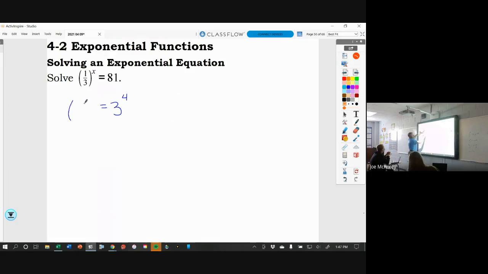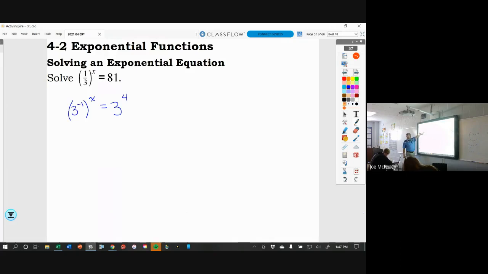How would I write 1/3? I'll put this x out here. 3 to what power is 1/3? -1. So 3 to the -1 is the same thing as 1/3. So I have replaced 1/3 with 3 to the -1 power.